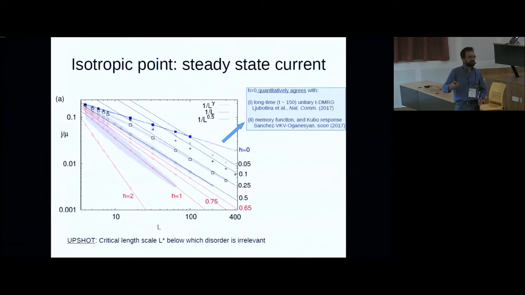But then as you increase the system size, it goes parallel to the 1 over L, which means it's diffusive, right? So you can see that there's a length scale L star below which the system sort of doesn't feel the disorder strength. And that's reasonable for these small h values, because the mean free path is just so long. It almost feels like it's clean, right? Yes, which is why the super diffusive is already an interesting finding, I think.